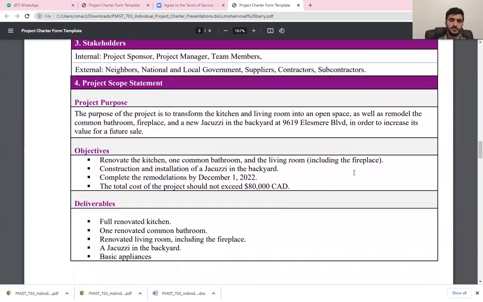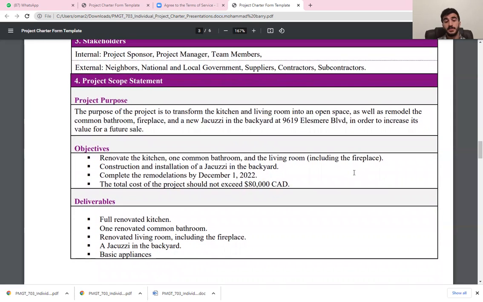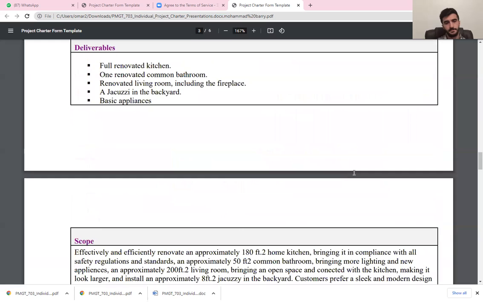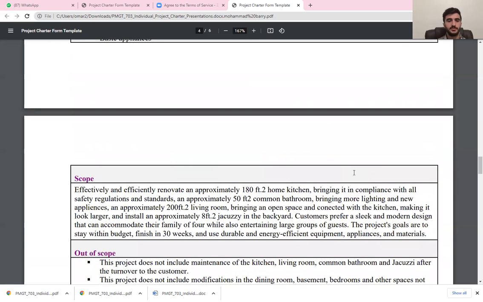The deliverables. When we say deliverables, it means the output of the project. It could be tangible or intangible. And according to our project, we have to make a renovated kitchen, a renovated common bathroom, and the jacuzzi and the fireplace in that house.